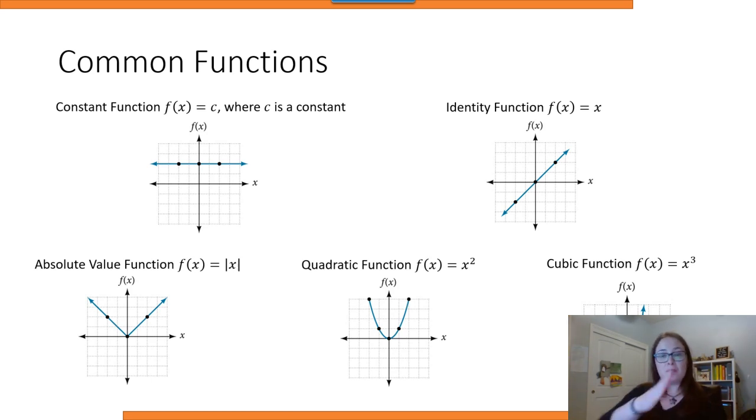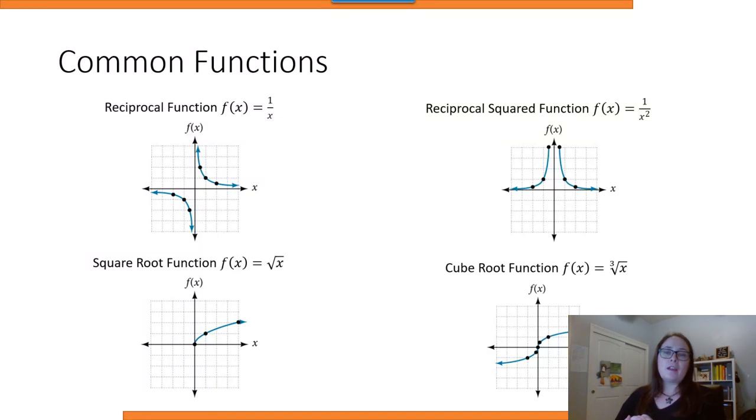Quadratic function, which gives me this U shape that we call a parabola. Cubic function gives me that nice S shape there. That's x cubed. And then four more, the reciprocal function, 1 over x, gives me this shape. And so I have two kind of curves in the first and third quadrant.